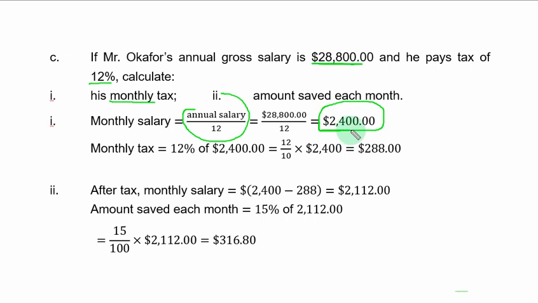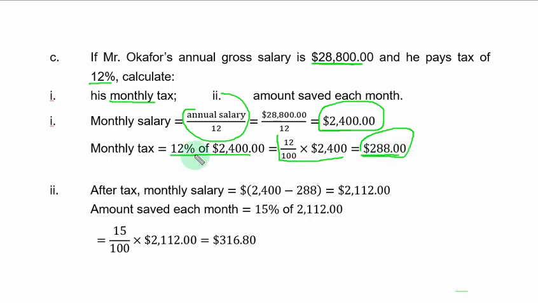From this amount, he pays tax of 12%. So monthly tax is 12% of $2,400. So if you express 12% from percentage, you have 12 over 100 times the monthly income, and you have $288. So this is the amount he pays as tax every month.